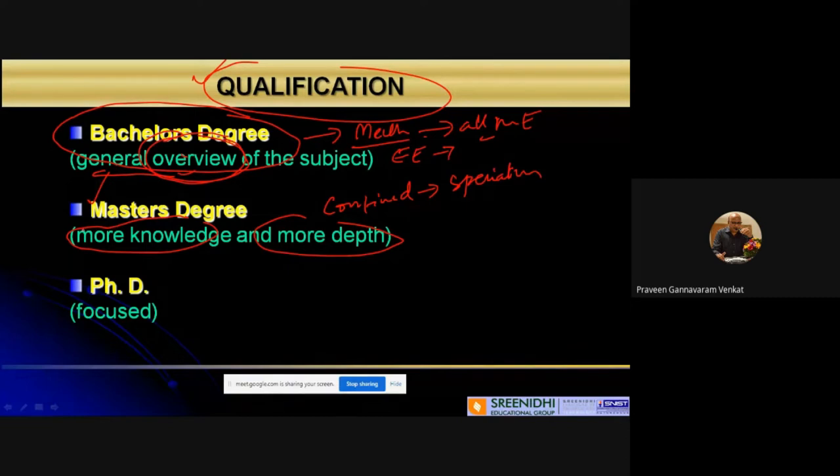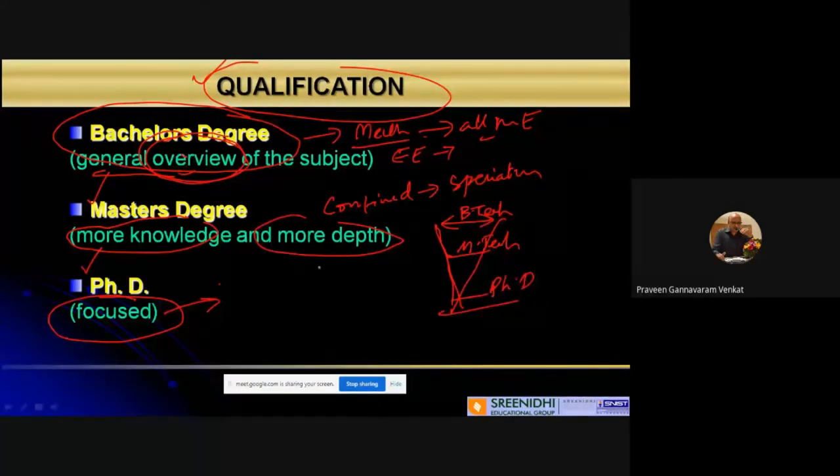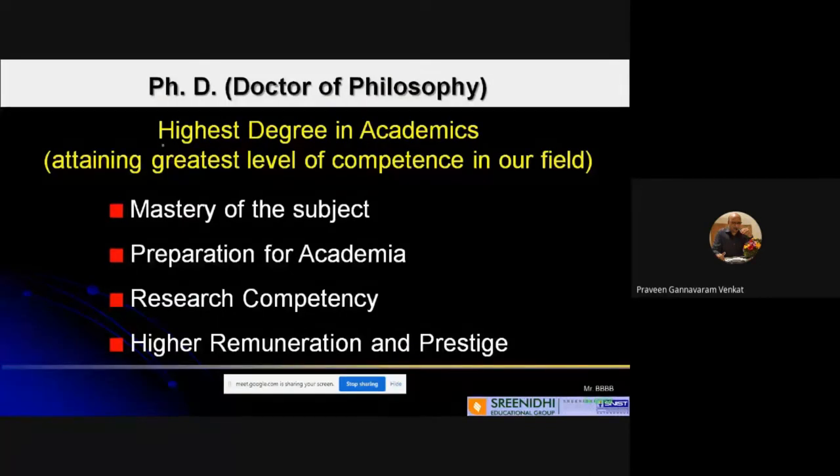Now after master's, we can enroll for the PhD, which is a focused one. That is still narrowed. Like this is the BTech level, this could be MTech, and we are narrowing down to the PhD. So our focus is on a very specific problem. That is known as the PhD. The highest degree in academics is the PhD, the doctorate. Attaining the greatest level of competence in a specific field of study is known as the PhD program.